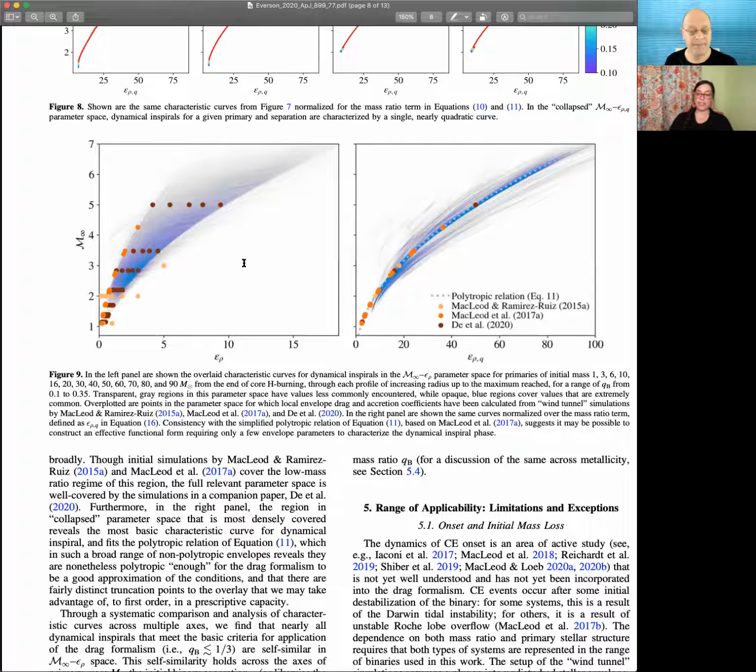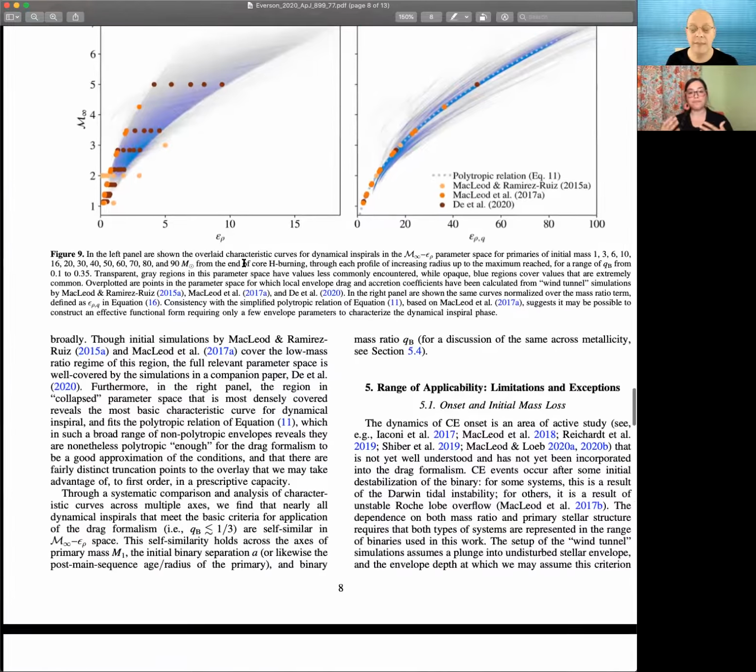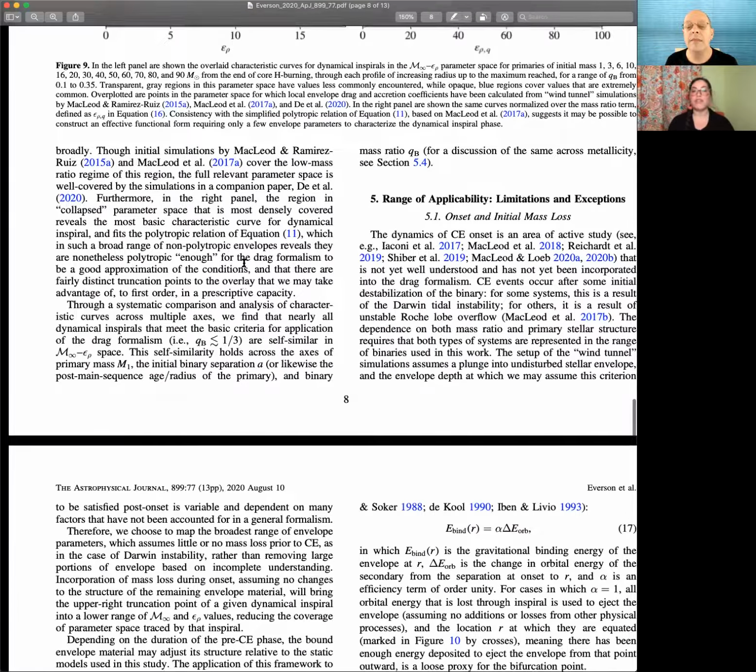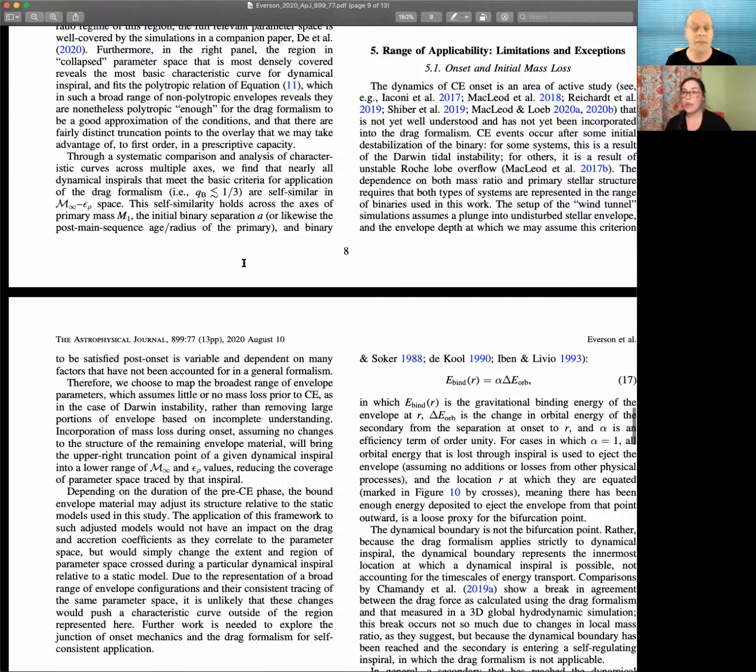Okay. So in section 5, this is where I talked about some of the issues with this. Like, when does it not work, right?